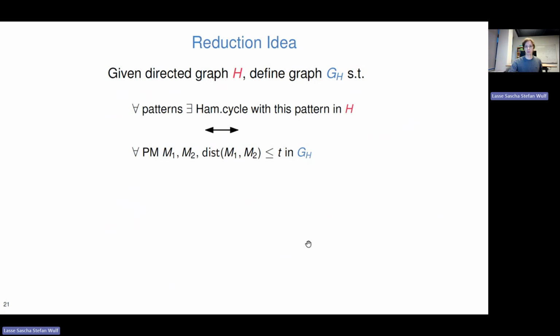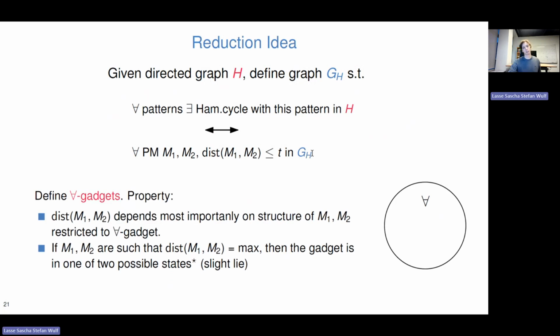So here's the reduction idea in full. We are given a directed graph H. We want to define a graph GH such that for all patterns there exists a Hamiltonian cycle with this pattern in H if and only if for all perfect matchings M1 and M2 in the new graph the distance of M1 and M2 is small. Okay, so that's the general idea. The patterns correspond to perfect matchings, and the Hamiltonian cycles correspond to small flip distance.